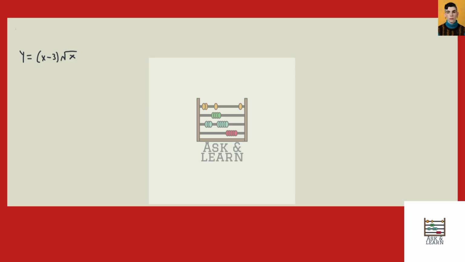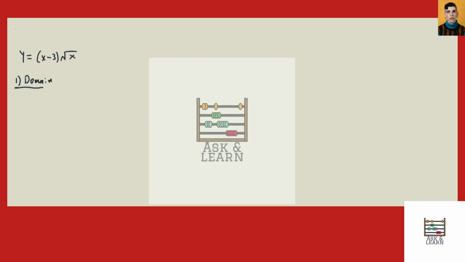We want to sketch the graph y is equal to x minus 3 times the square root of x. In this chapter, they give us this laundry list of steps we should follow. So let's just go ahead and follow those one by one.